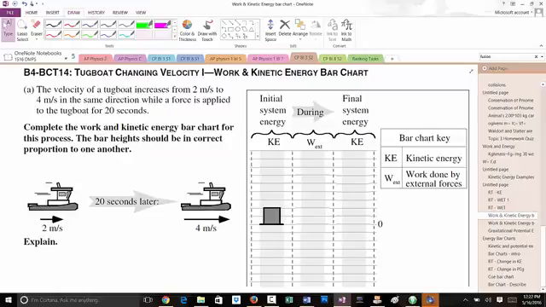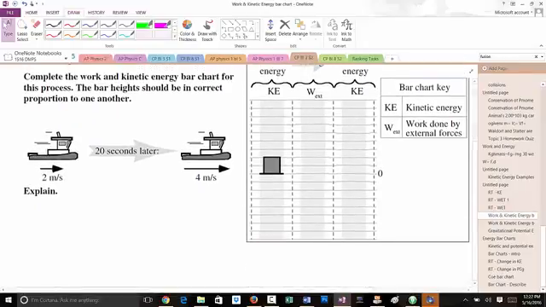So here's the situation. At the beginning, does the tugboat have kinetic energy? Yes. At the end, does the tugboat have kinetic energy? Yes. Does it have the same amount of kinetic energy? No. Because the amount of energy has changed, what does that mean has been done to the tugboat? Work. Does that make sense to everybody?